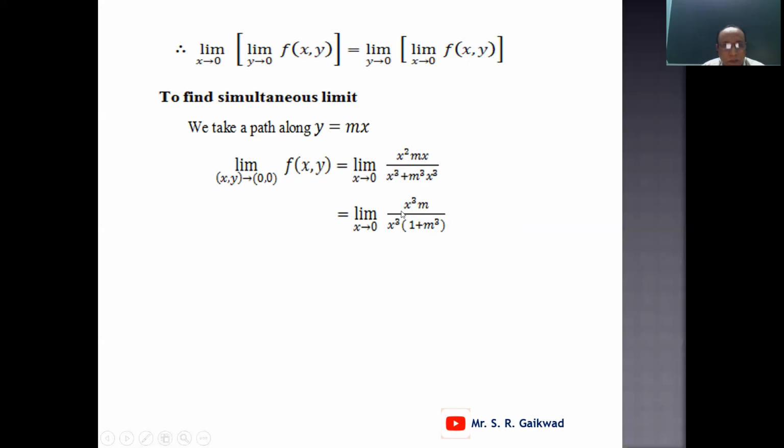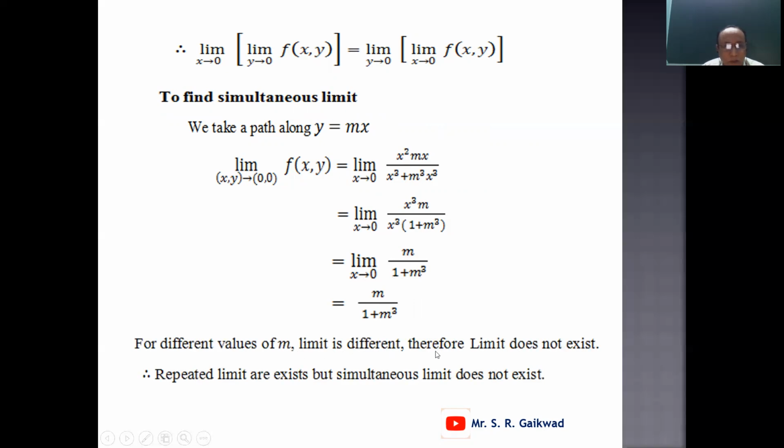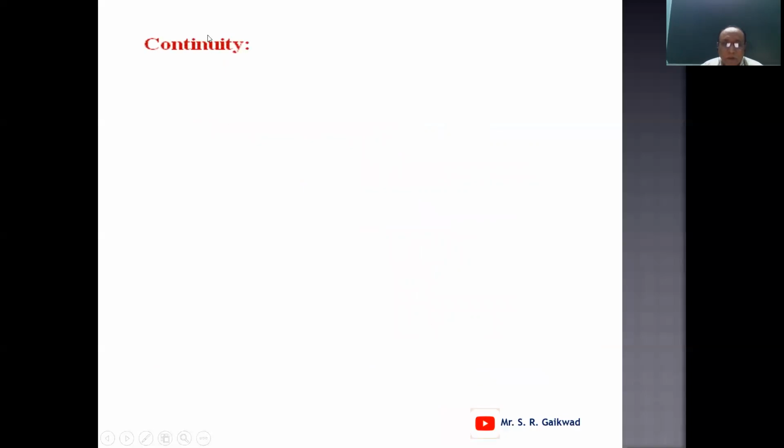x square into x, nothing but x cube, into m, upon, from the denominator we can take x cube as common, in bracket 1 plus m cube. Then clearly x cube cancels. We get limit as x tends to 0 of m upon 1 plus m cube, which is m upon 1 plus m cube. For different values of m, the limit is different and therefore the limit does not exist. So in this example both repeated limits exist and they are equal, but the simultaneous limit does not exist.